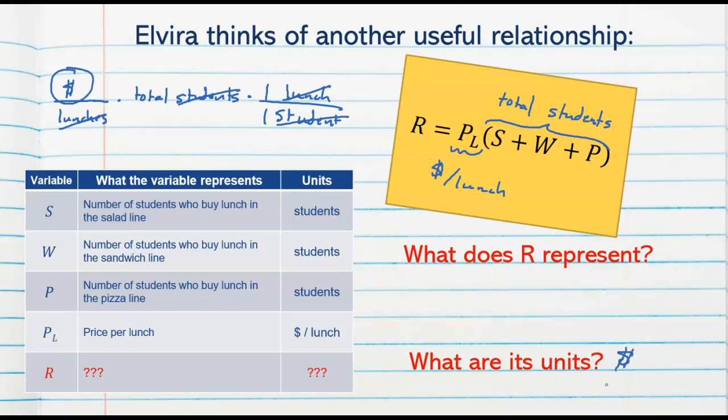Our units here are going to be dollars. And so what does R represent? What would we be measuring in dollars if we take the price per lunch, the average price, times the number of lunches? That's going to be the total dollars, or the total prices of all the lunches. So that's how we calculate all the dollars that are brought in for the lunches.